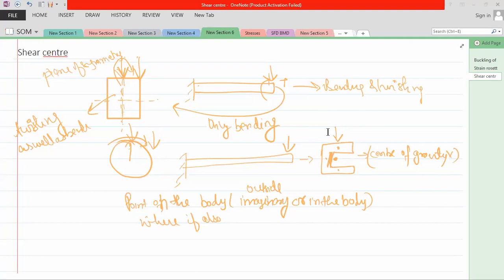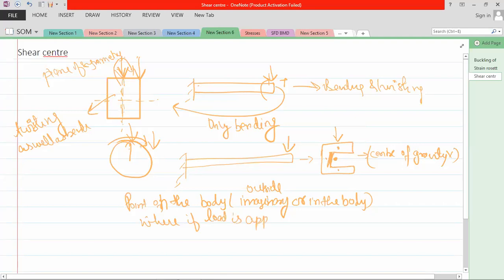Okay. So a point on the body where if a load is applied, it will only create bending and no twisting. That is the meaning of shear center. So that point is called the shear center.